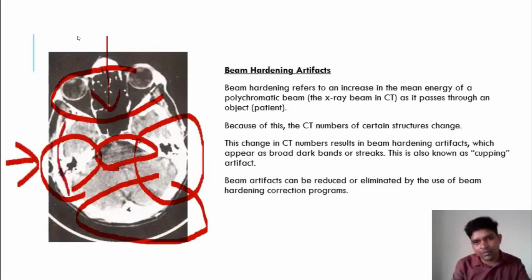what will happen? These are bone, very hard bone. Due to that, what will happen? That will create an artifact. So because of this, the CT number of certain structures is changed. These changes in the CT number result in a beam hardening artifact, which appears as a broad dark band or as streaks.